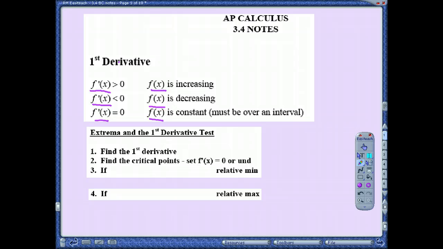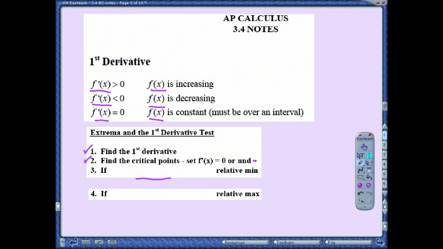We discussed the first derivative test. That first derivative test is going to let you figure out what relative extrema you have. What you do is you find your first derivative, you find your critical points by setting your derivative equal to 0 or undefined. Remember to be careful if you're finding critical points that come from where your derivative's undefined. You have to make sure that they are indeed points on the graph.